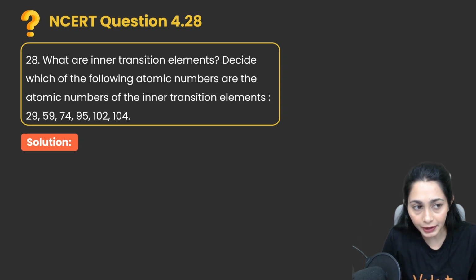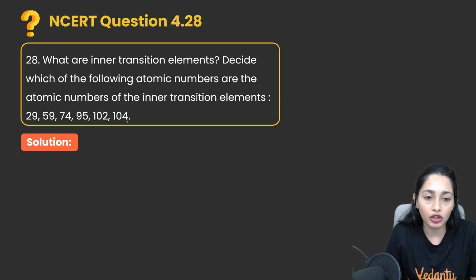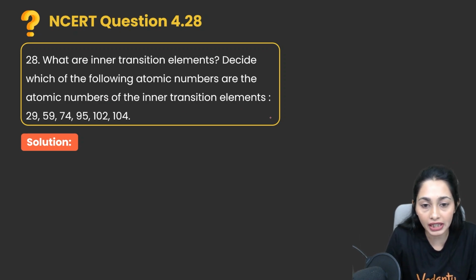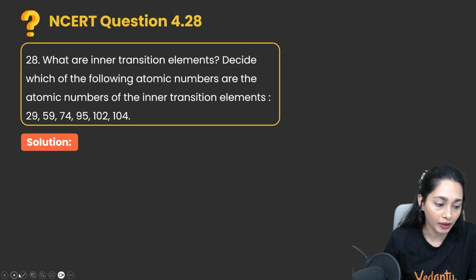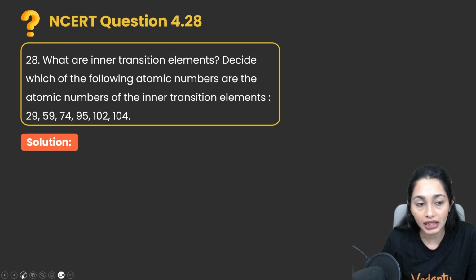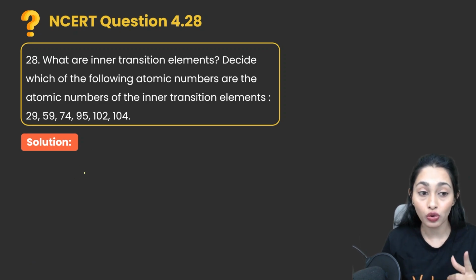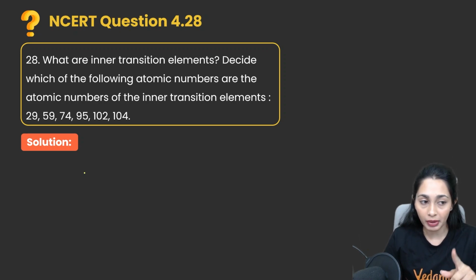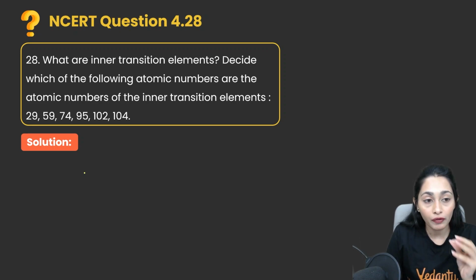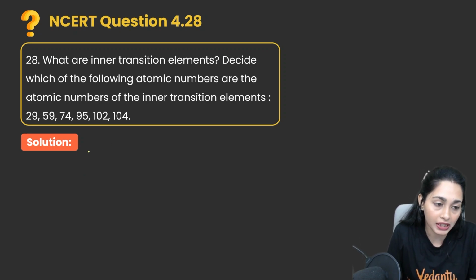Question number 28. What are inner transition elements? Decide which of the following atomic numbers are the atomic numbers of the inner transition elements: 29, 59, 74, 95, 102 and 104. So they have asked us to identify whichever element is an inner transition element. Okay, they have given the atomic number. First, what are inner transition metals?